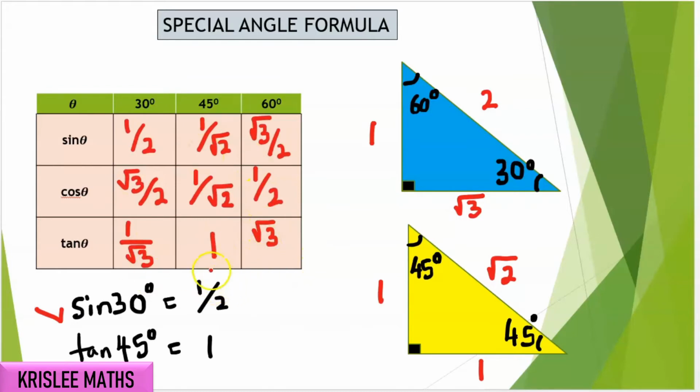With that, we have completed the table, and this is how you obtain the special angles using the right angle triangle. Just make sure you remember these two values. Using these two values, you will be able to derive and find the values here.